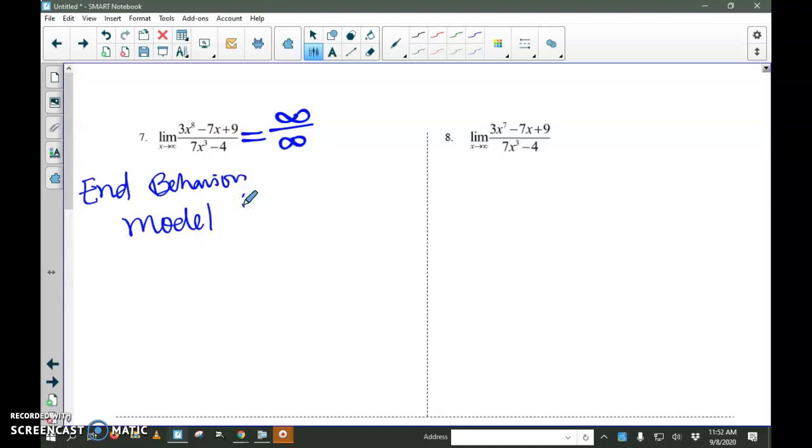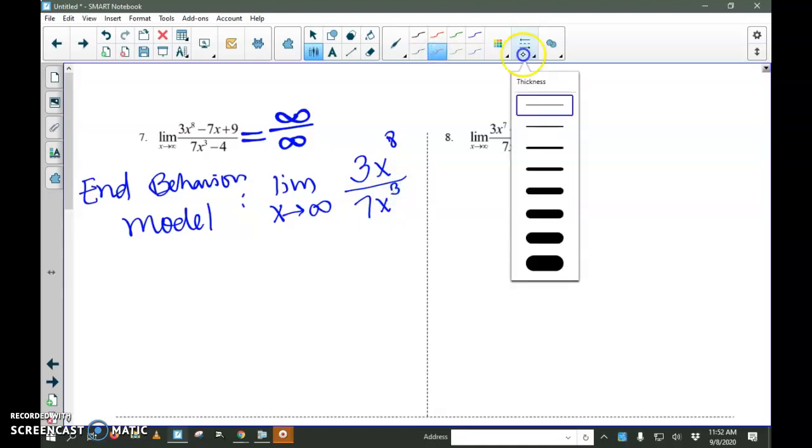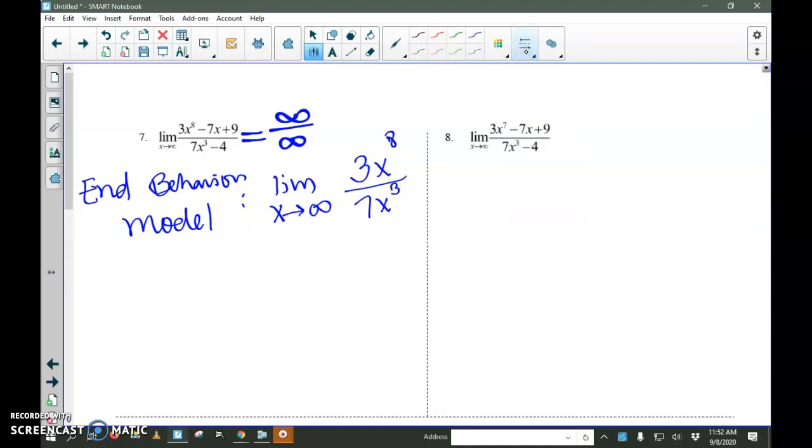Okay, and that means that I'm going to look at the limit as x approaches infinity of the largest degree, the term with the largest exponent in the numerator, and the term with the largest exponent in the denominator. And what I noticed in this particular case is that the degree in the numerator is larger. So again, I can go through and simplify this expression like we did previously.